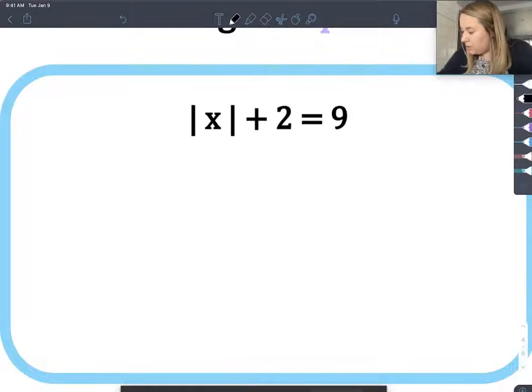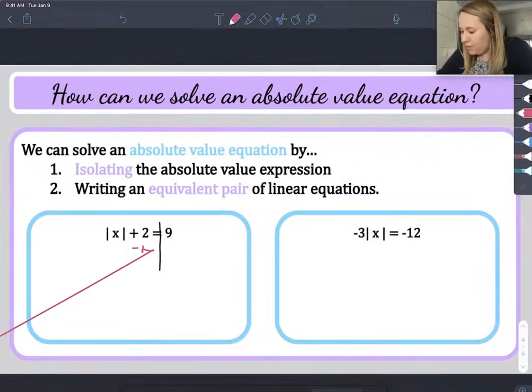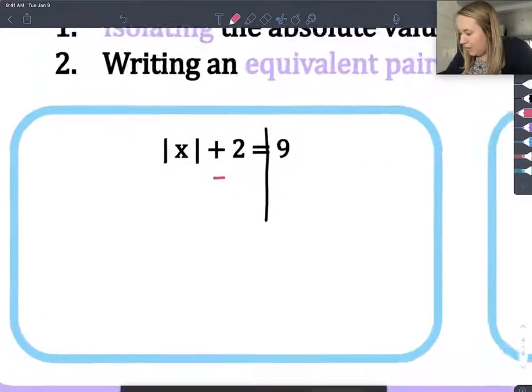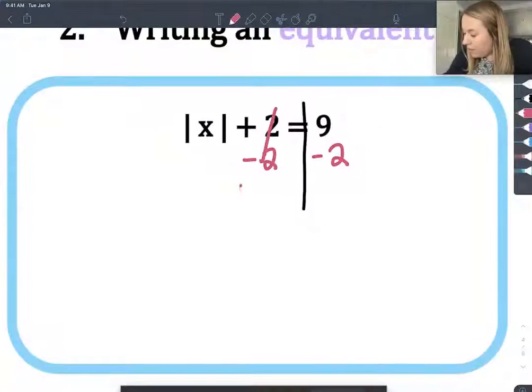So we have to move the 2. In order to do that, I'm going to draw my line. I am going to subtract 2. Oops, sorry guys. I don't know what just happened. Let's zoom back in. We are going to subtract 2 on both sides. The 2's on the left cancel. We are left with the absolute value of x, and then it's going to equal 7.